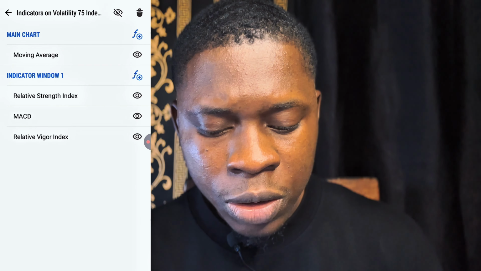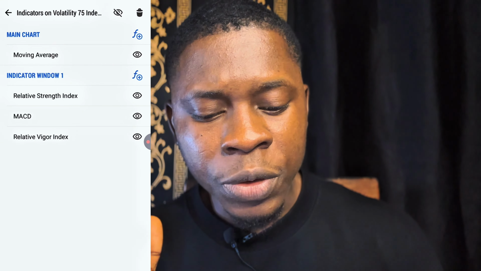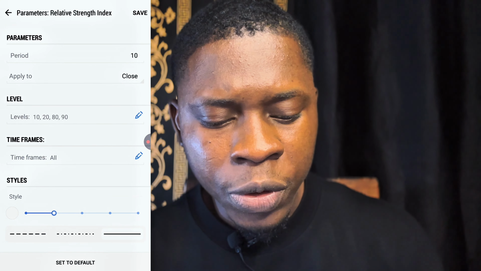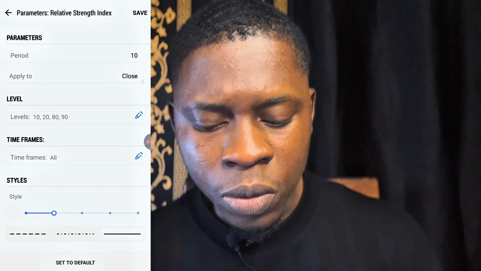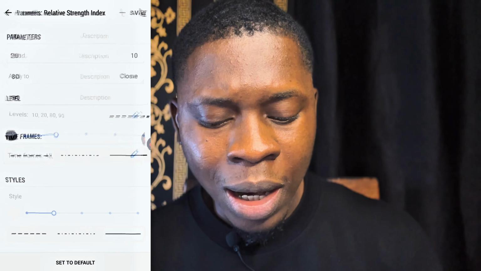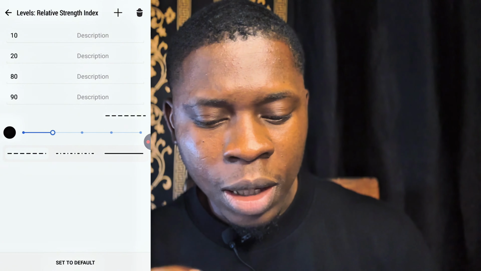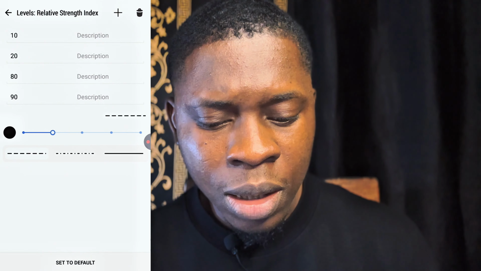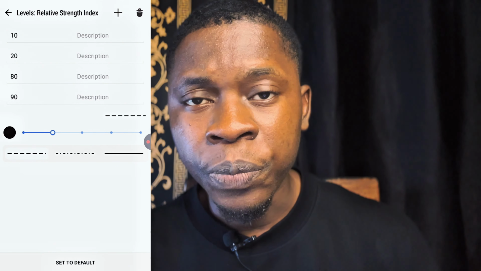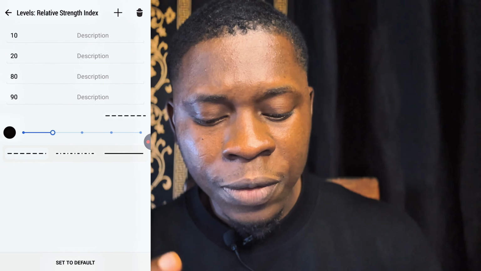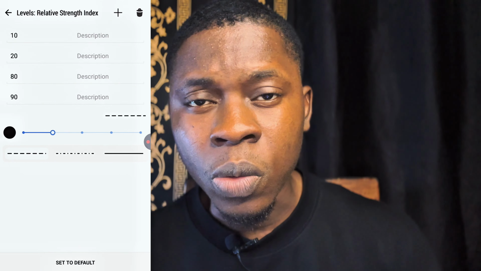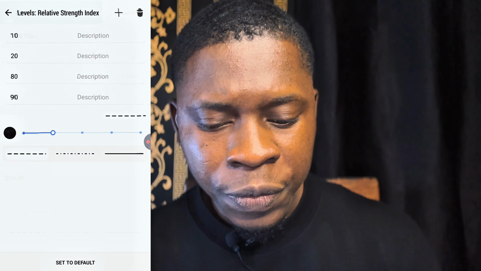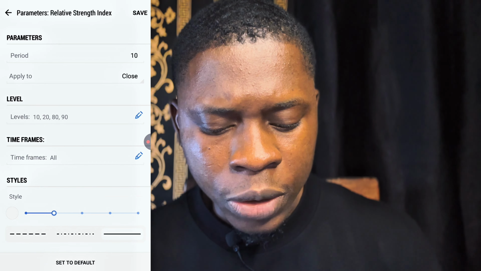Then you click on done. Then the second indicator, you're going to put on is the relative strength index. You put the period to 10, then you apply to close. Then the levels, you're going to add about 4 levels on the chart right here. As you can see, we currently have 10, 20, 80, and 90. So you put that for the levels, okay. Then for the style, you put that on 2 pixel with color black with this first trend line at this very point. Then you go back, okay. Then you click on done at that point.